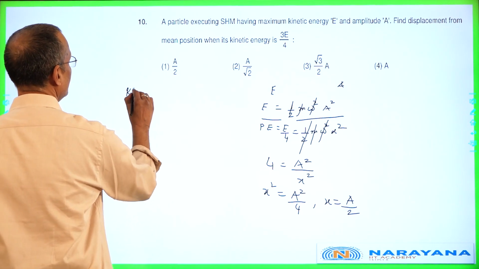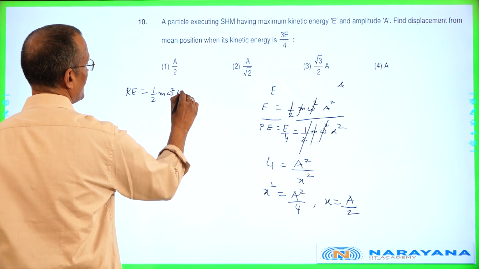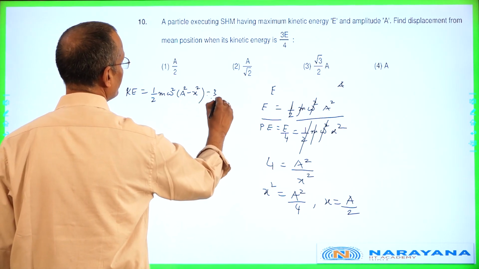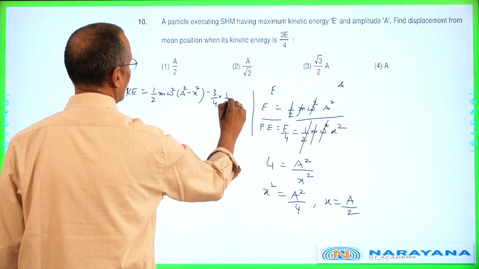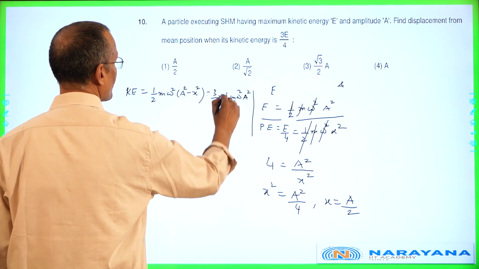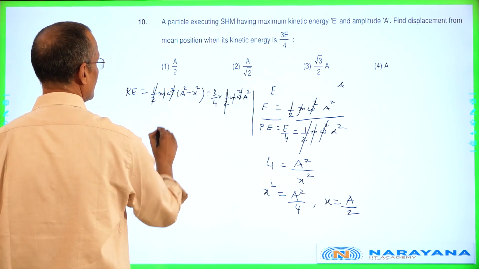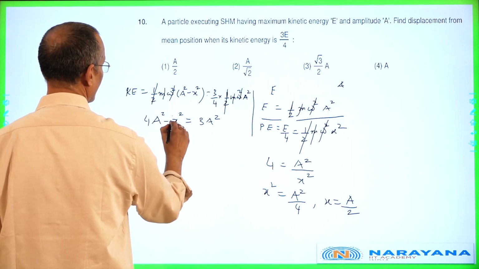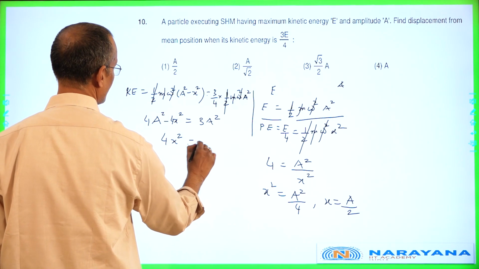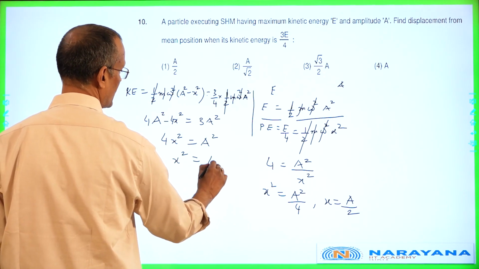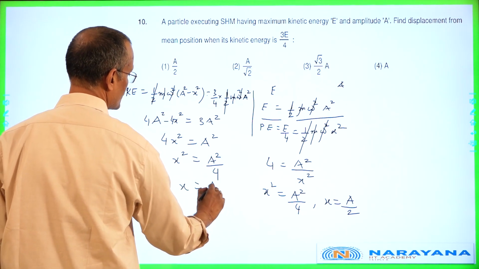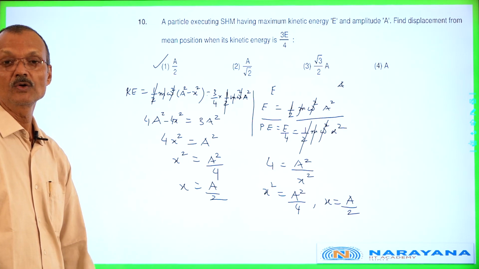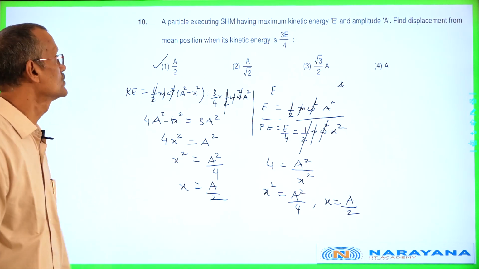Your kinetic energy is half m omega square, a square minus x square, and this will be equal to 3 by 4 times half m omega square a square. Half m omega square cancelled, a square minus x square equals 3 a square by 4, here 4, 4. Transfer that side, 4 x square is a square, x square is a square by 4, x equal to a by 2, answer is here. Are you understanding now? By both ways you can do it, but when you use potential energy, it is easier to solve.